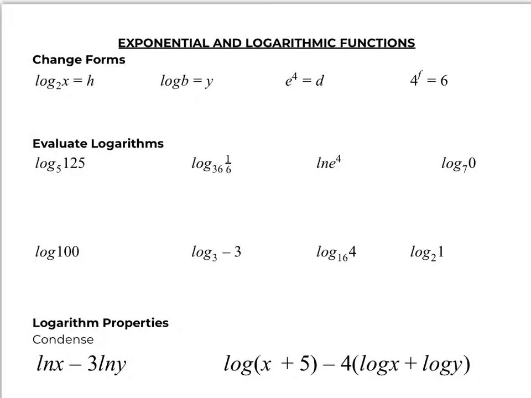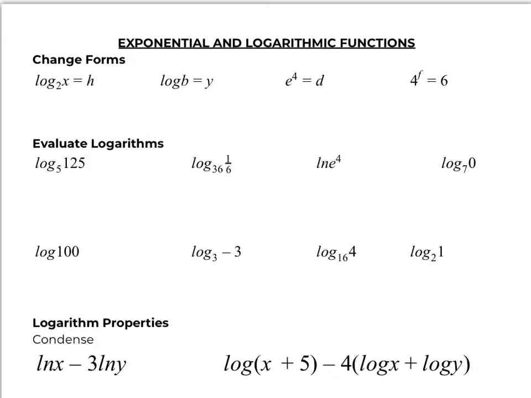Now it's time to review our unit on exponential and logarithmic functions. The first thing we talked about was the definition of log, which is really asking what power of your base gives you a certain answer. So the first thing we learned to do was rewrite things from log form into exponent form or vice versa.